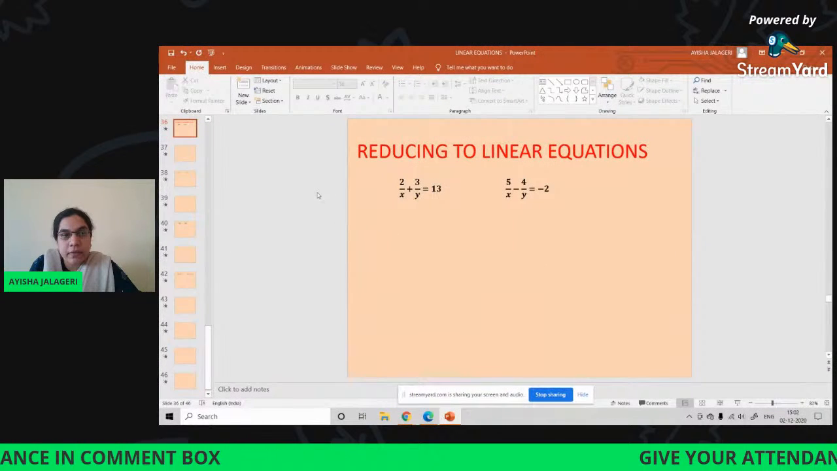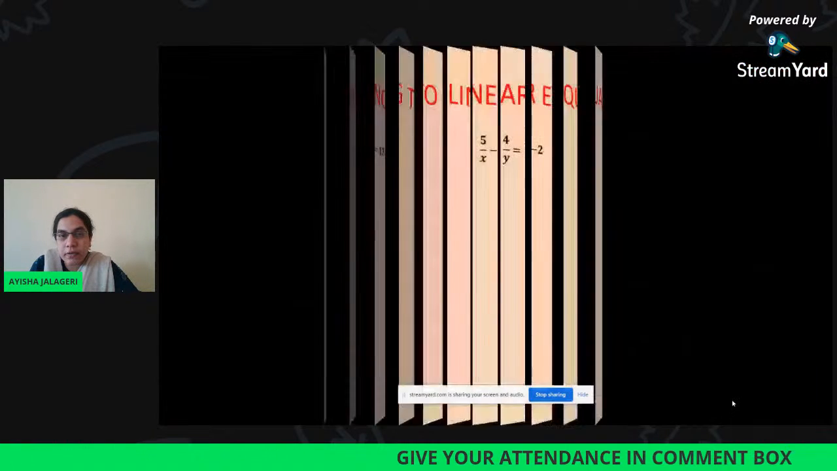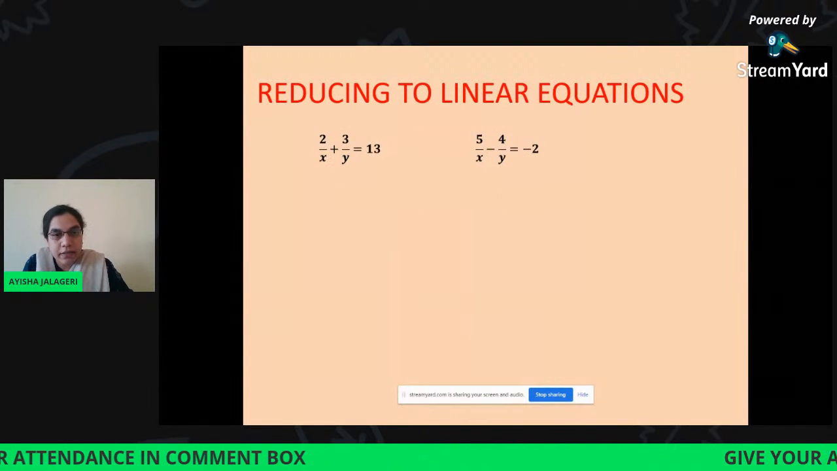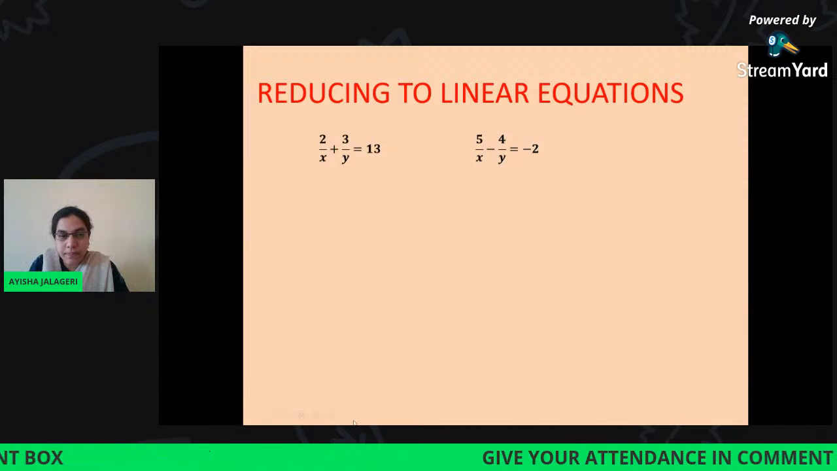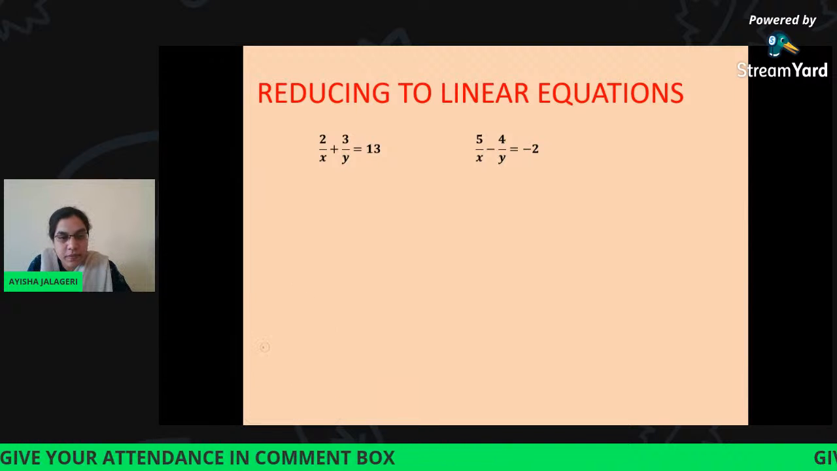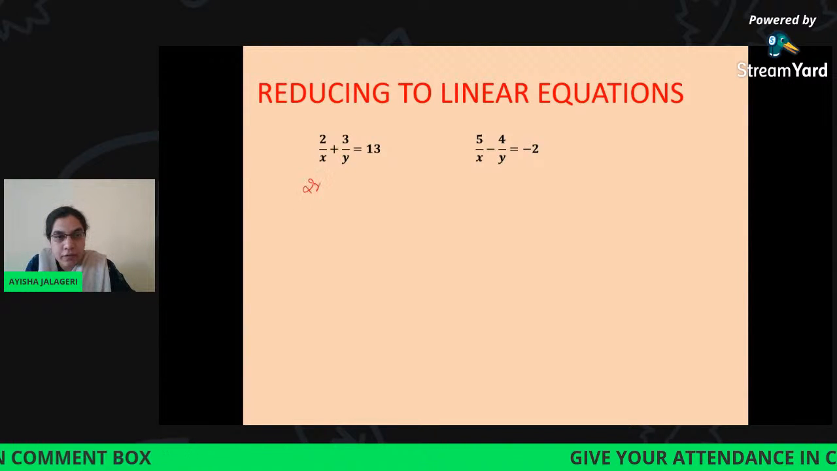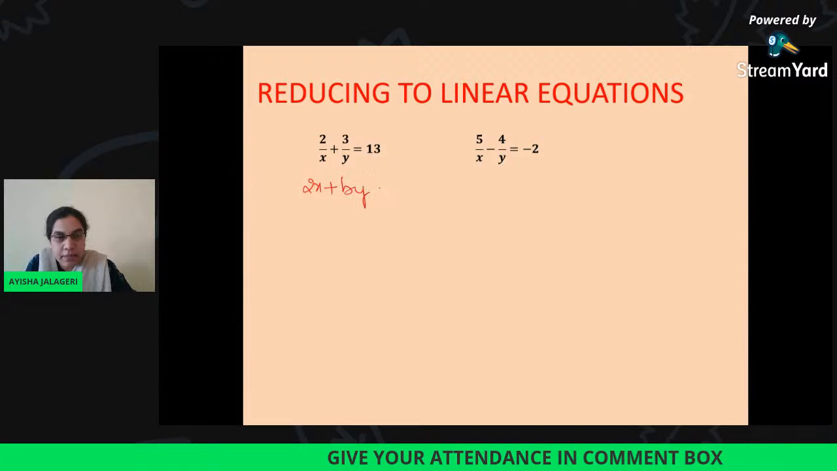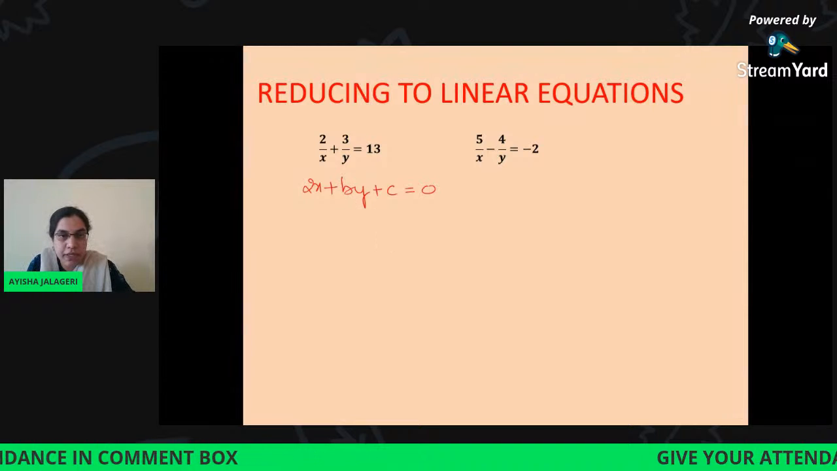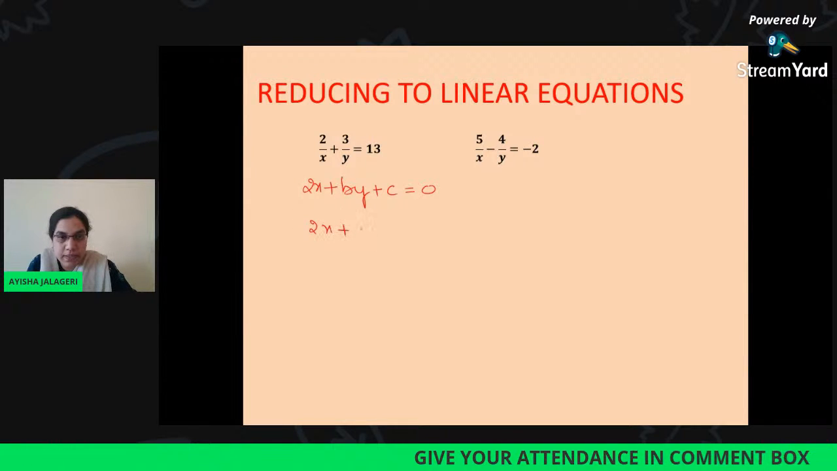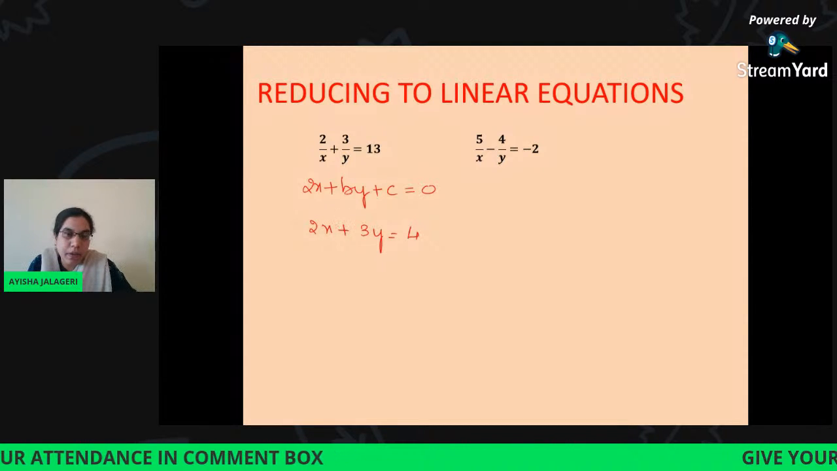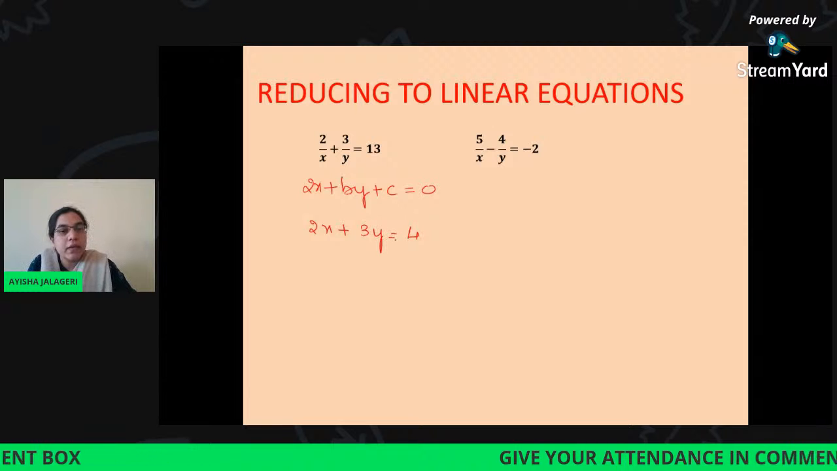For example, I will give one question here. In this question, so far we have seen problems which are usually in the form of ax plus by plus c, right? Or you can take any other equation, say 2x plus 3y is equal to 4. Here we have seen the power of x as well as y are positive.